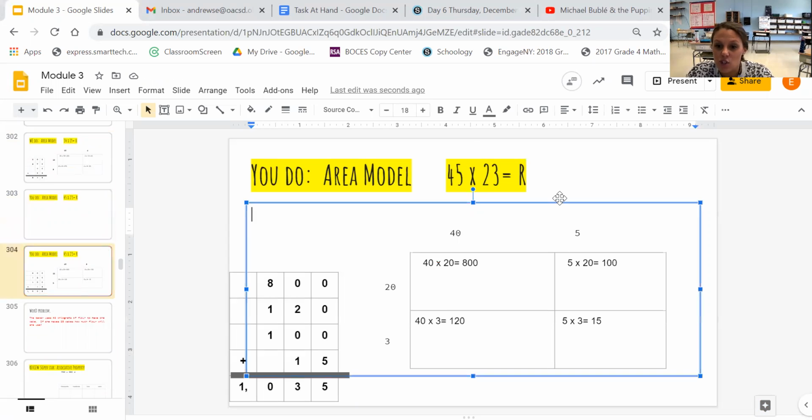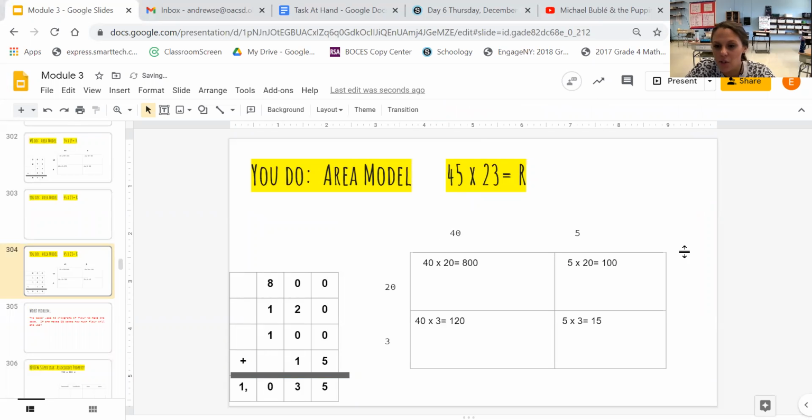All right, let's check it out. So if you broke them apart, notice that my first factor I put on top, my second factor I put on the side. I go to the top, I go to the side, I multiply. And when I get these, you could have crossed them off as you started adding them up. And you should have gotten an answer of 1,035 for your value of R.